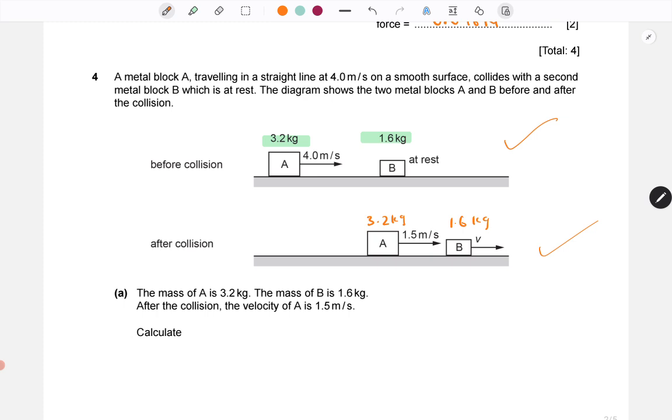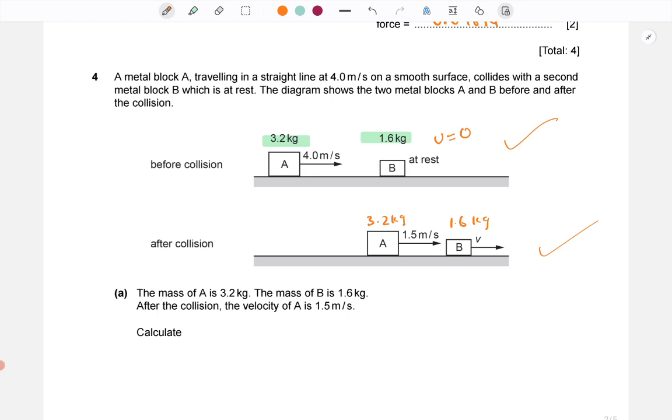Okay, the velocity of body A before collision is 4 meter per second. The velocity of body B before collision is 0. Why 0? Because body B is at rest before collision. Come to the next, after collision. After collision, now body A is moving with 1.5 meter per second and body B, whose mass is 1.6, is moving with velocity V.